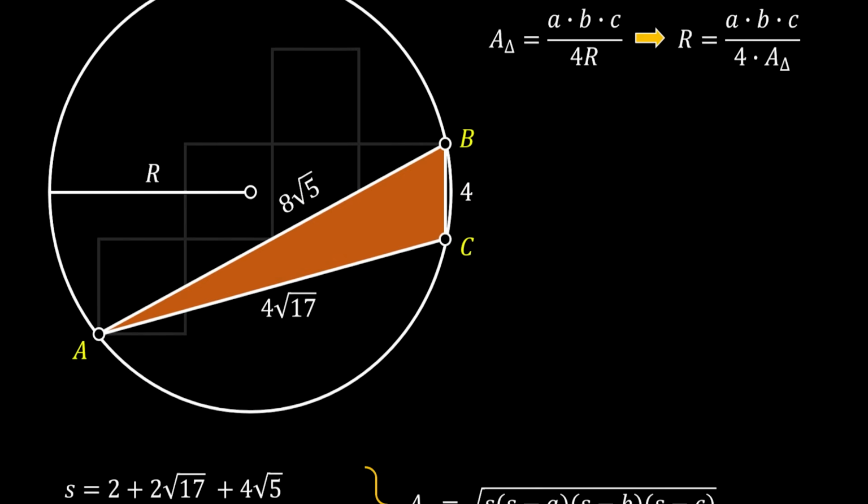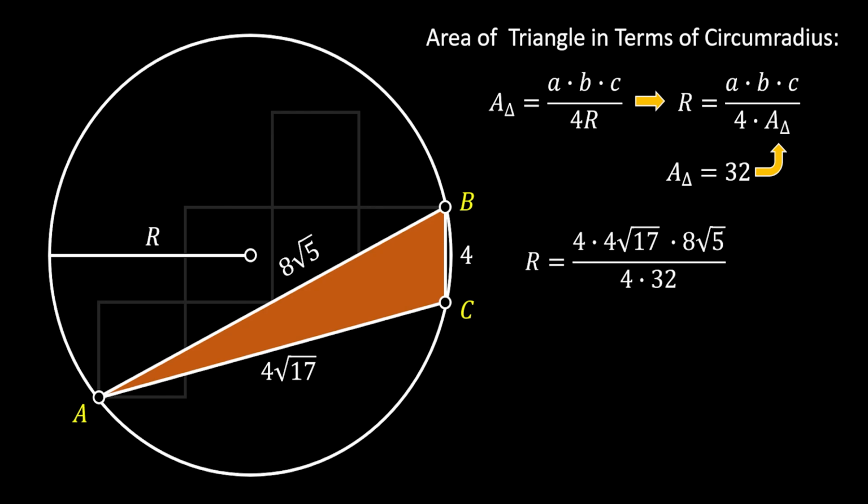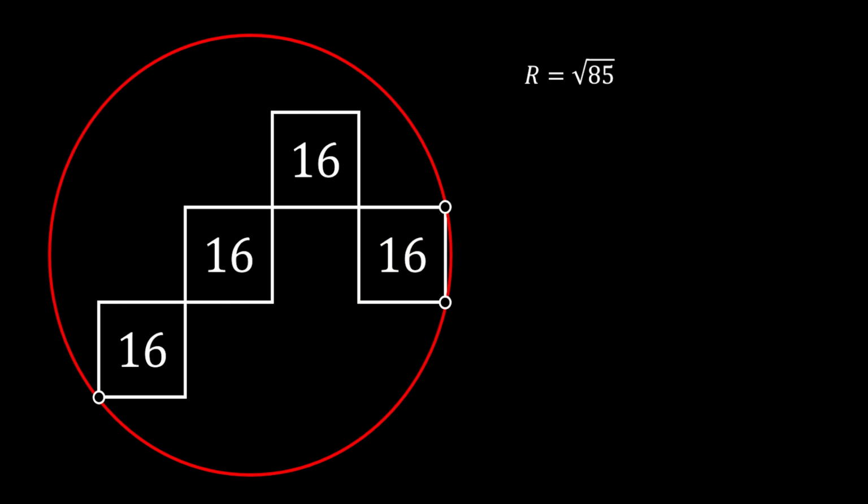So let's go back to our previous sketch and let's just replace this value into our formula for the radius, and let's also replace the values for A, B, and C. Now we can simplify this by cancelling 4s and then cancel the 4 times 8 with 32, and we will get that the radius of our circle is equal to square root of 85.